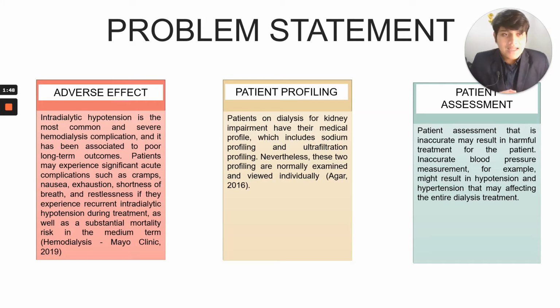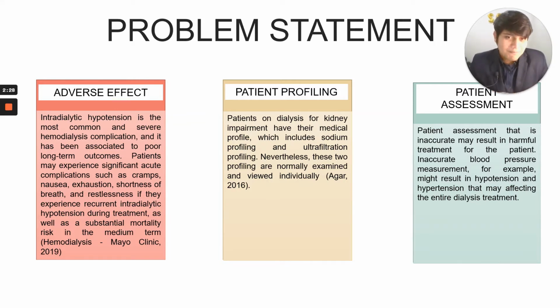Next, the problem statements. In these problem statements, there are three indicators that we can combine to make one problem. The first one is the adverse effect. Intradialytic hypertension is the most common and severe hemodialysis complication, and it has been associated with poor long-term outcomes. Patients may experience significant acute complications such as cramps, nausea, exhaustion, shortness of breath, and restlessness if they experience recurrent intradialytic hypertension during the treatment, as well as substantial mortality risk in the medium term, according to the Mayo Clinic.